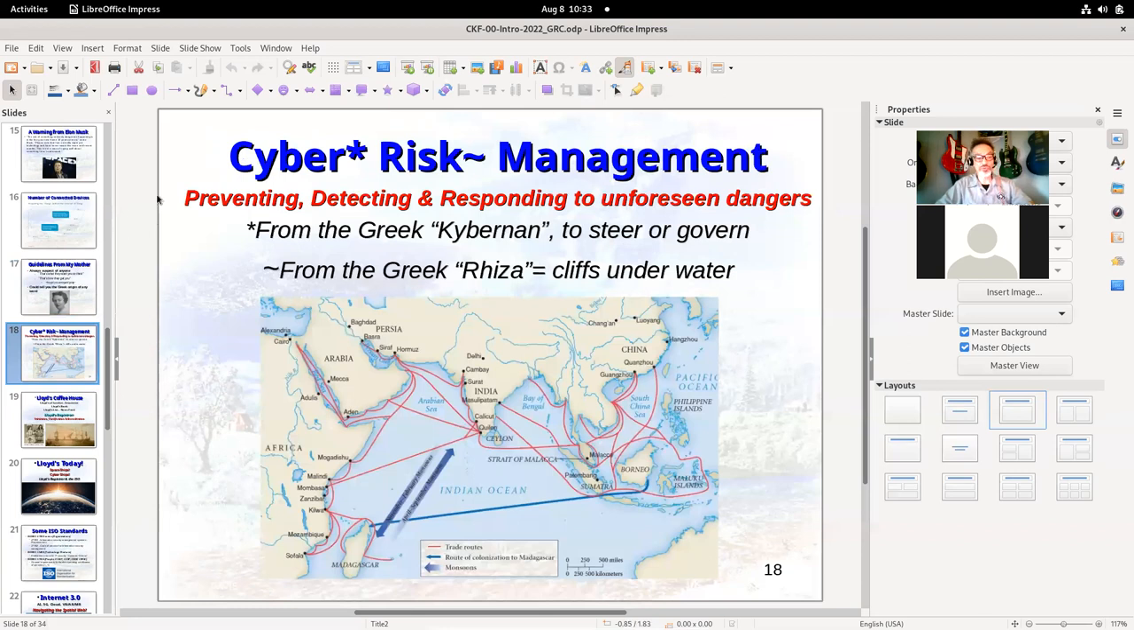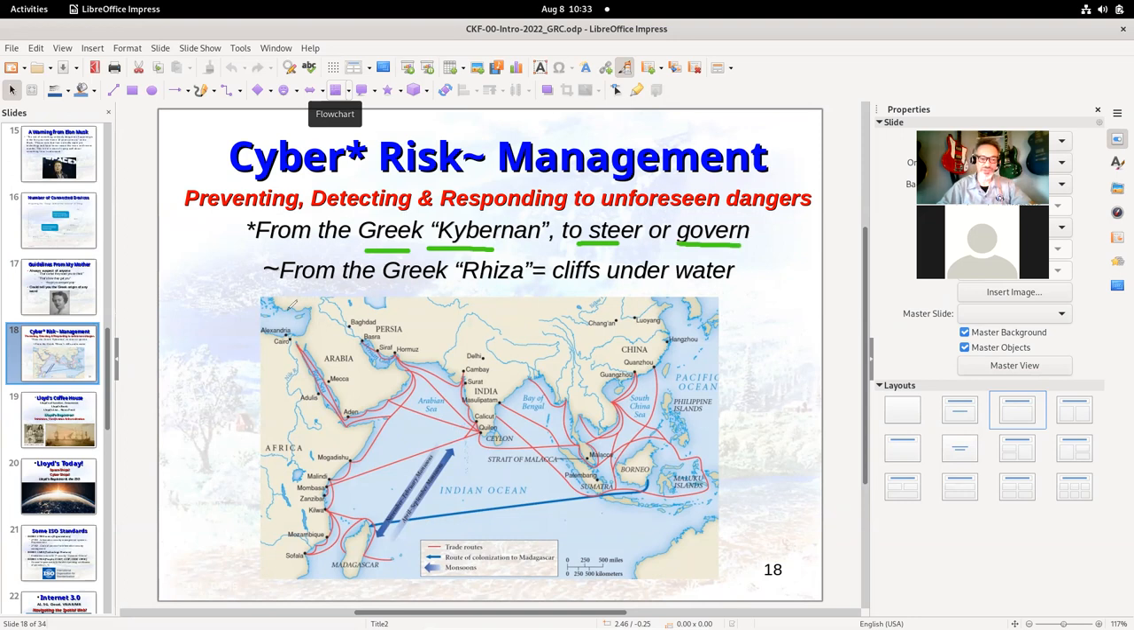So the term risk management comes from the Greek. It means to steer, to govern. One of the original words is Kubernetes. So if you're a cloud developer, that's exactly what Kubernetes is, the same thing. It's the same root word as govern.